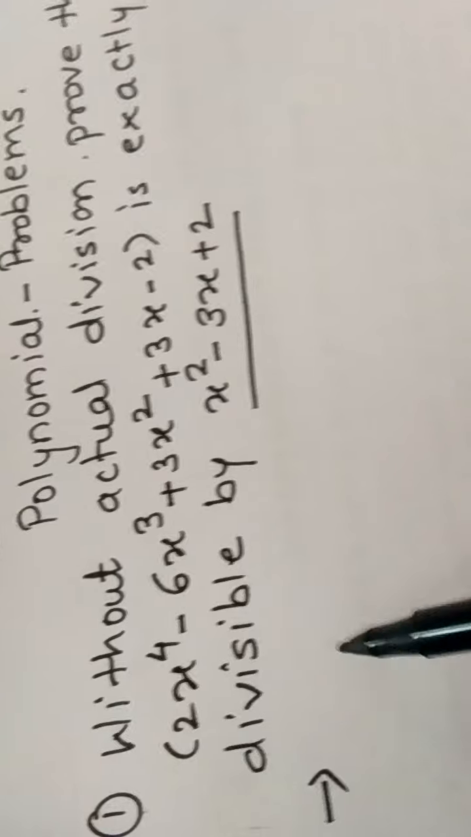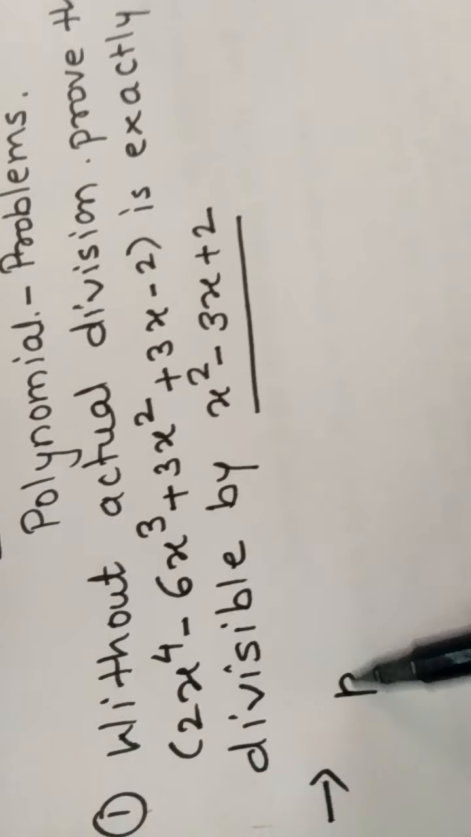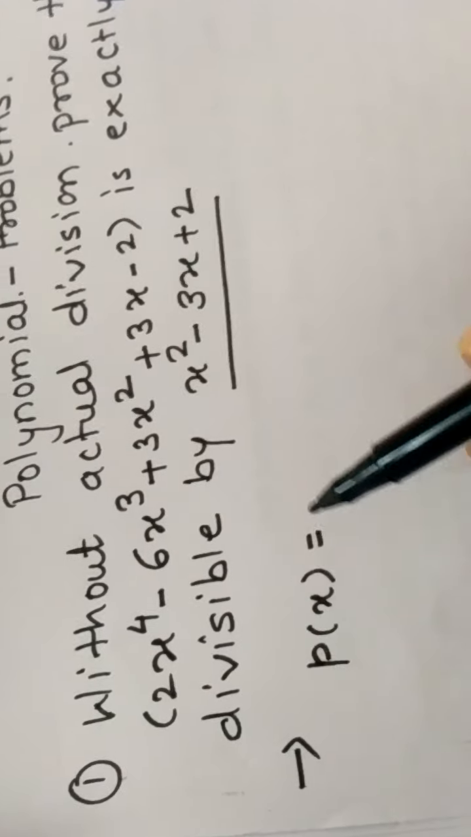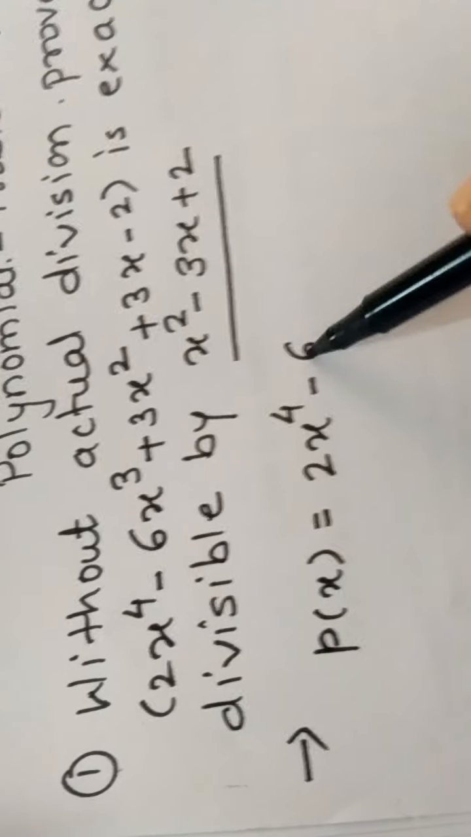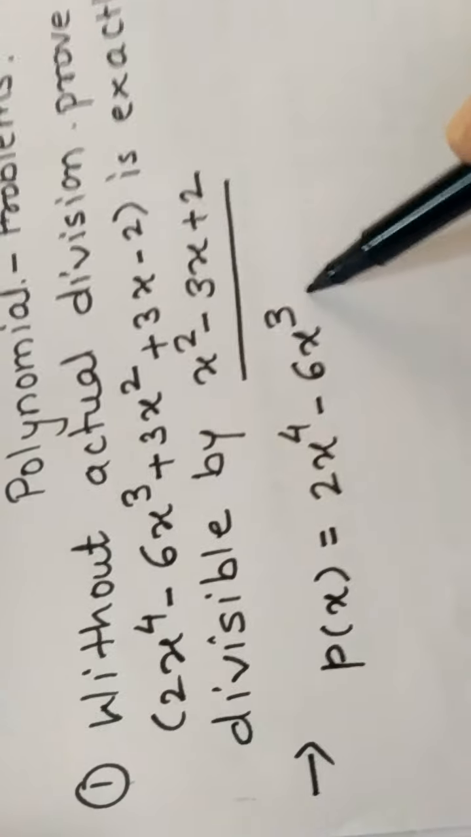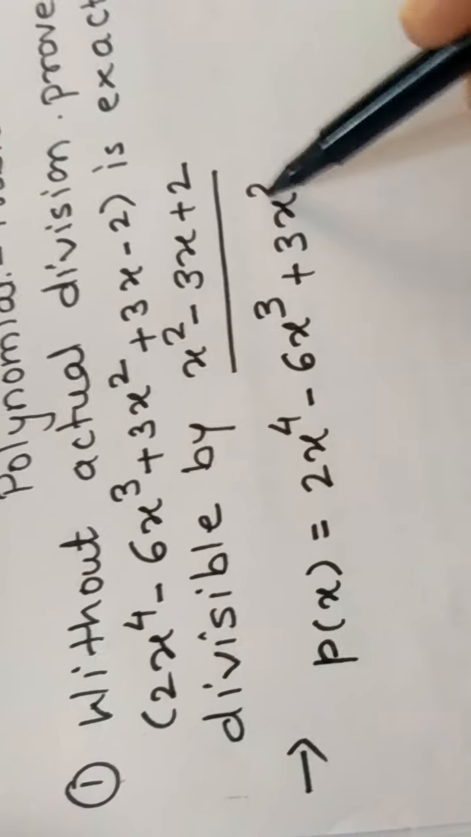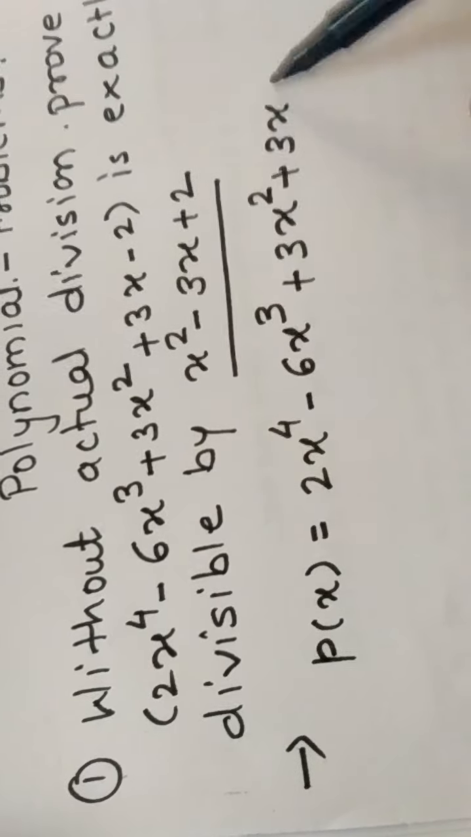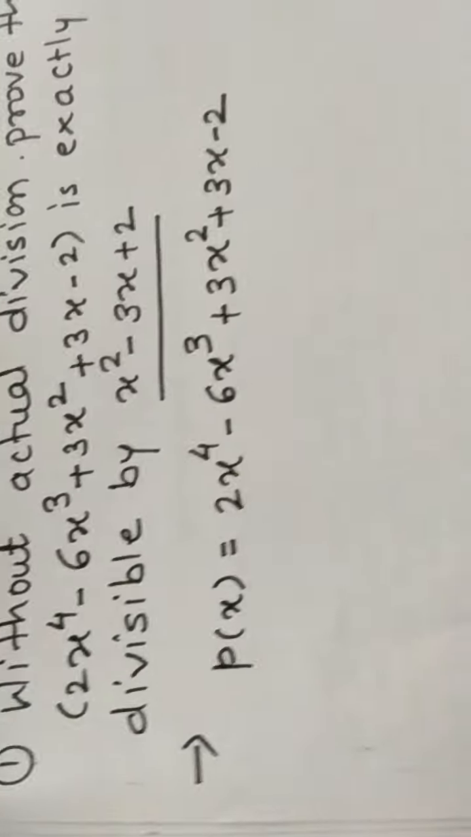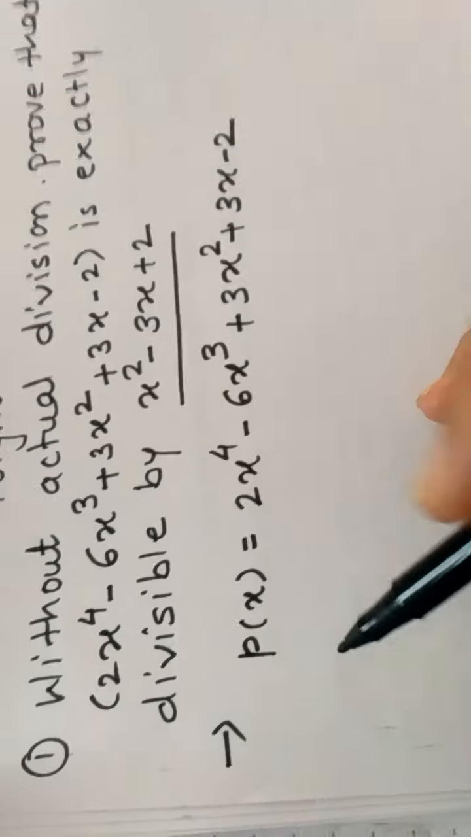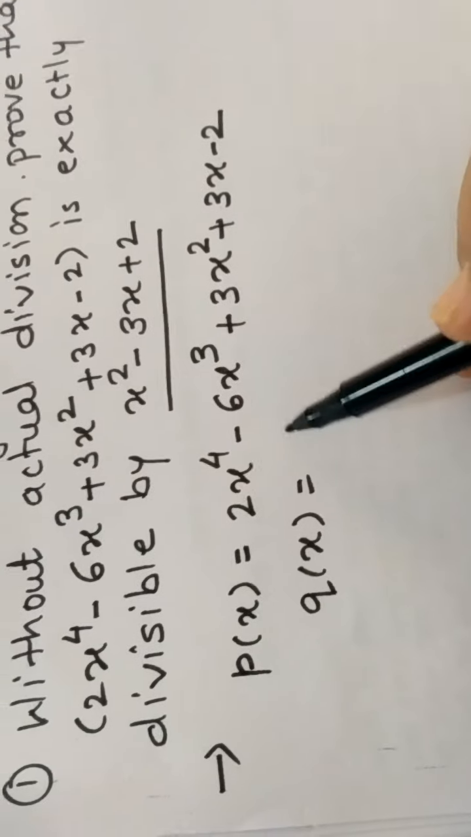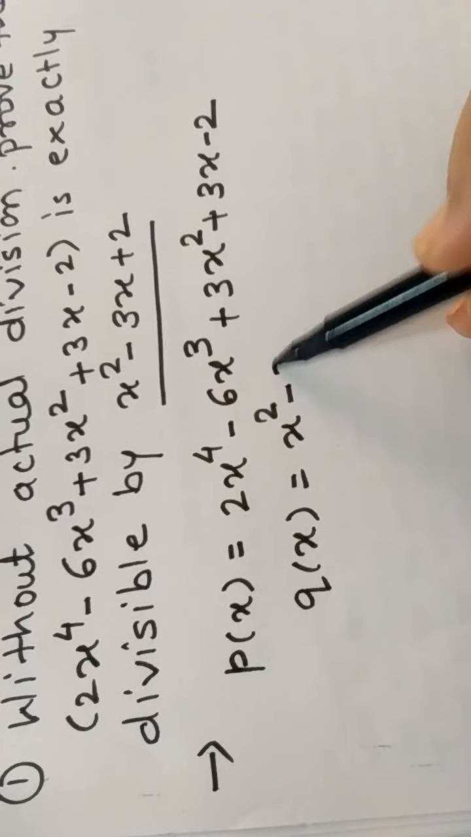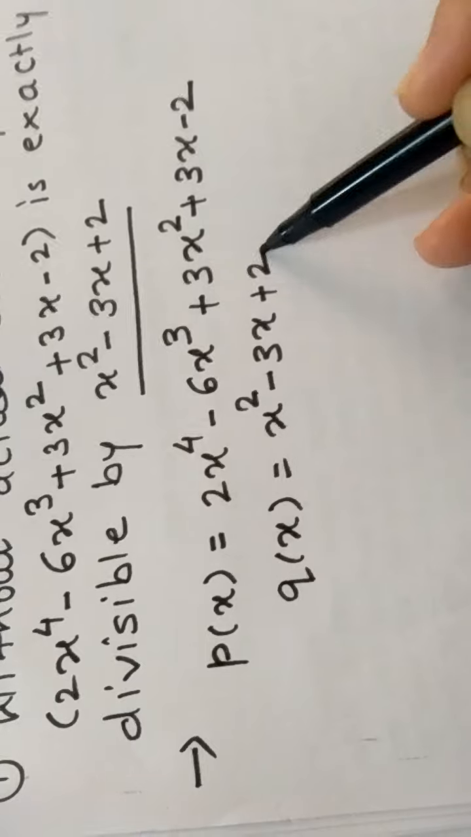Instead of doing division, the polynomial p(x) is the given polynomial 2x raised to 4 minus 6x cube plus 3x square plus 3x minus 2. This is your given polynomial. And q(x) is equal to x square minus 3x plus 2.